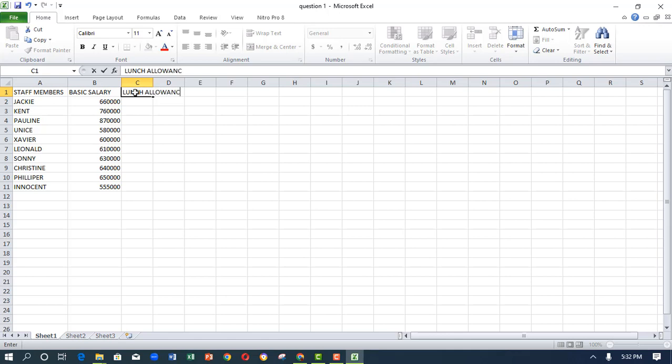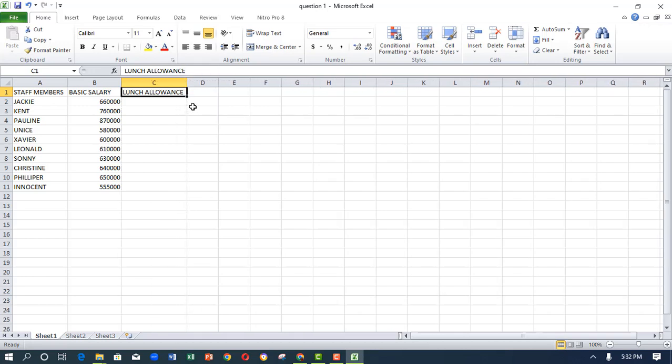Lunch allowance, like that. Then we try to increase the width of the column. Save the changes, Ctrl S. Then they are saying a lunch allowance is 22% of the basic salary. So what we do, you come here in column, it is called column C2, okay? This is a cell address, C2.